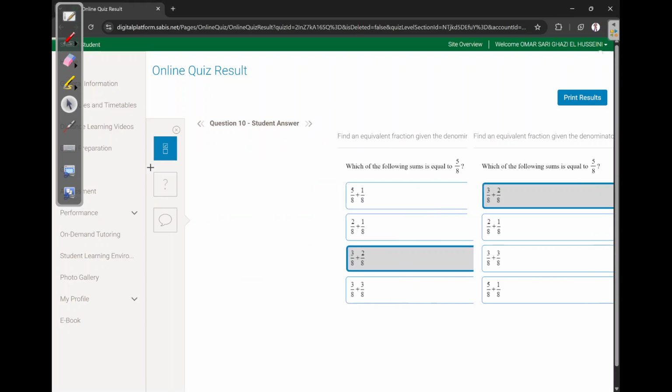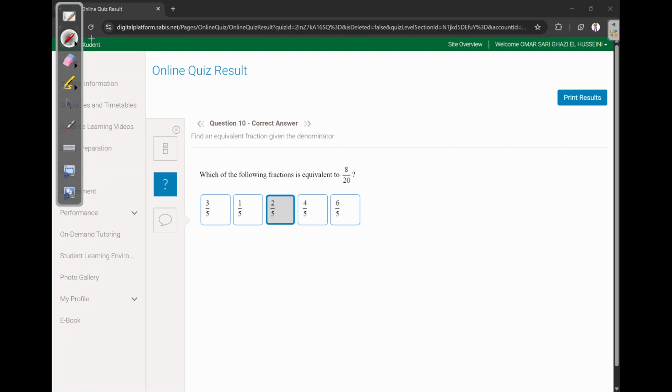Question 10. The following fraction is equivalent to 8 out of 20. We divide the denominator by 4, and then it's 5, and then the numerator, we divide it by 4, which equals 2 out of 5.